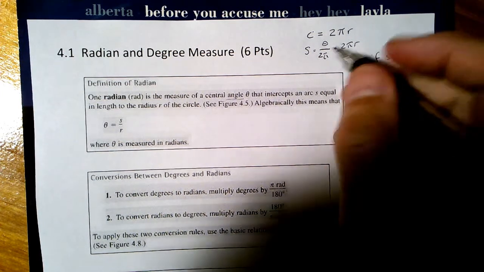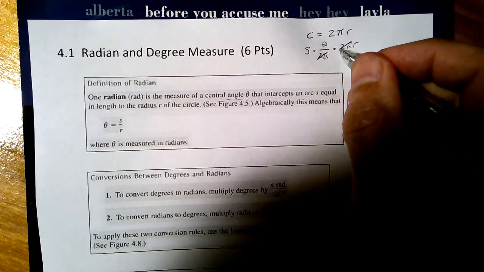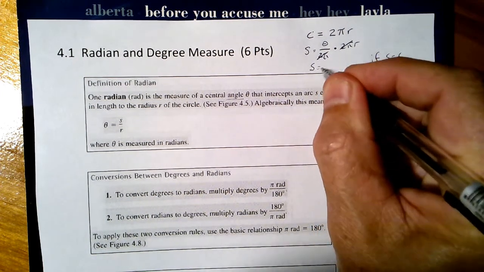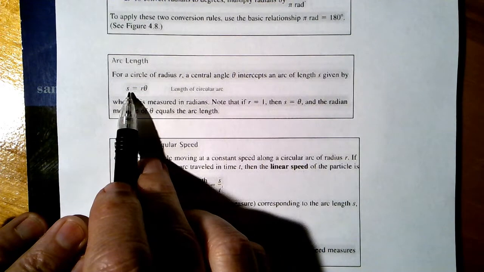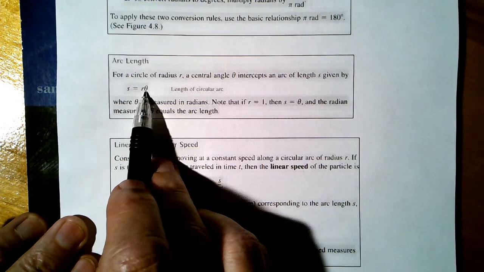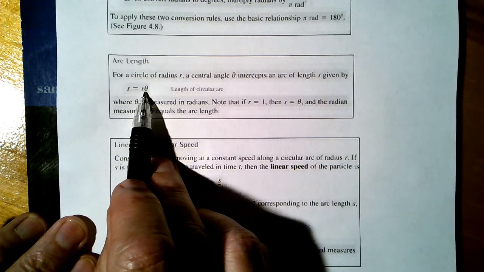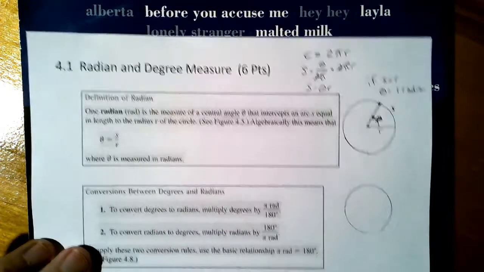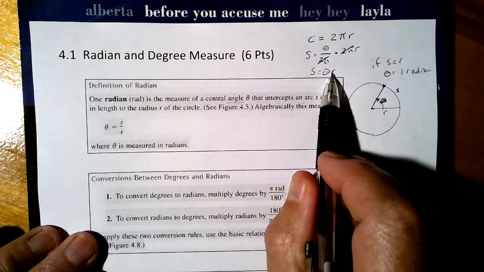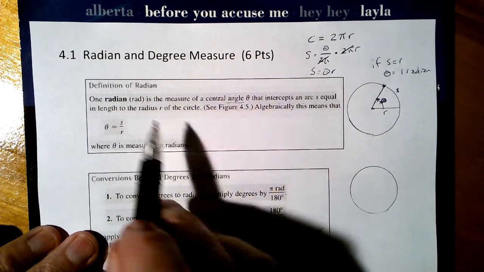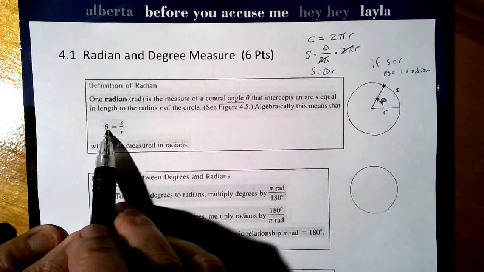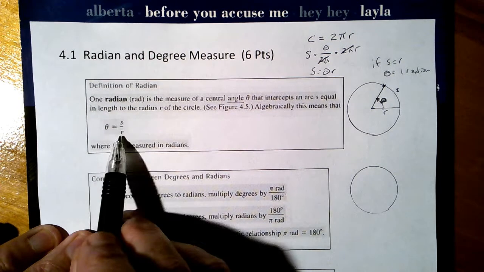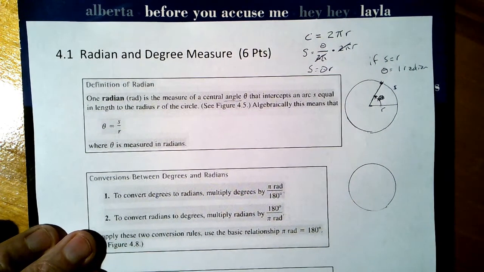So take a look here. The 2 pi's cancel, and we get S equals theta times R. And then later on, for arc length, they're going to tell us that S equals R times theta. That's because it's a fraction of the circumference. But if S equals theta times R, then solving for theta, we would divide R on both sides. Theta equals S divided by R.